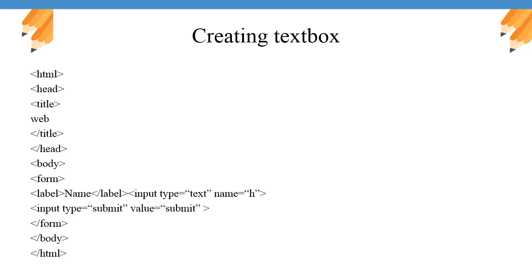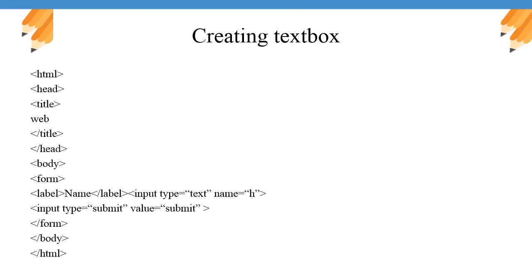The form tag contains two subtags, one is the label and another one is the input tag. The label tag is used to indicate text. We write the text with the help of the label tag, creating labels or normal text. Next one is the input tag. The main purpose of the input tag is to create text boxes. If type equal to text, then we are creating text boxes. If type equal to submit, then we create submit buttons.